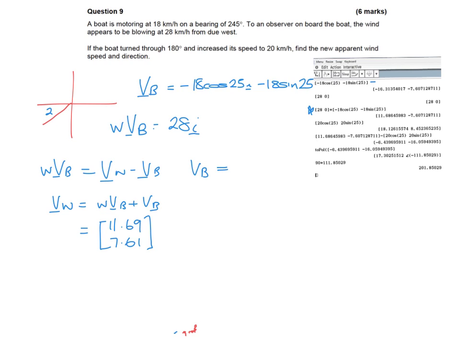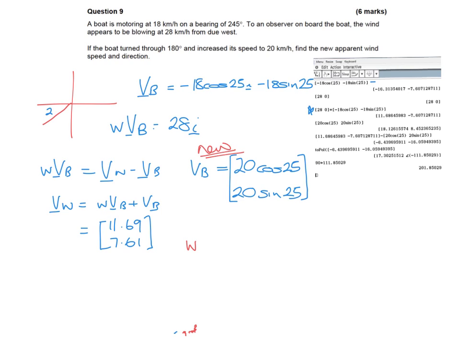If the velocity of the boat is reversed and the magnitude, the speed, is changed to be 20, it will become 20 cos 25 positive because it's going in the opposite direction, and 20 sine 25. So that's my new velocity. I'll just write it as a column vector. Let's make sure that we know that this is the new velocity of the boat.